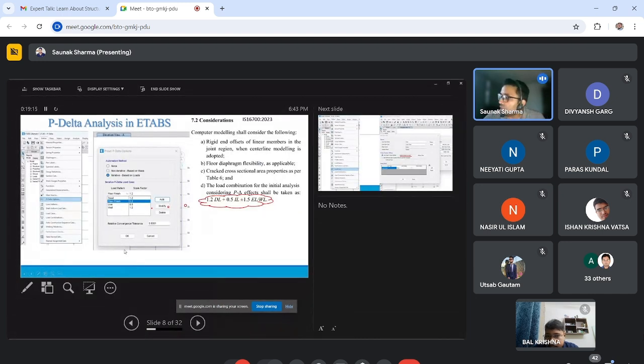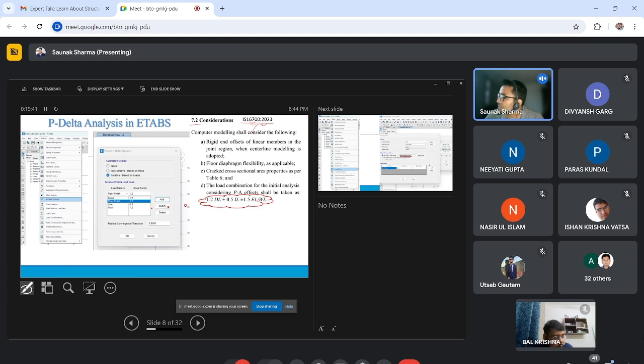We have the new Indian code. I think it was introduced in 2017 or so. Before that, this code was not released. This code is for high-rise or tall buildings. So for tall buildings, clause number 7.2 gives the following.